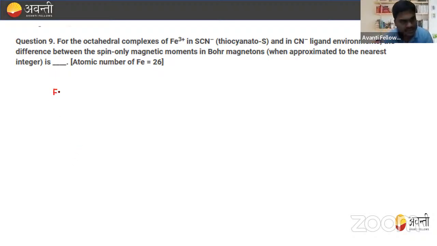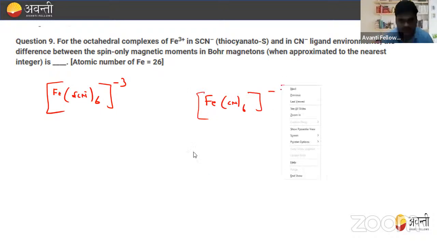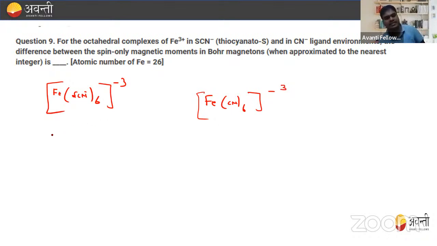We know that in the case of Fe with SCN negative, it is [Fe(SCN)6] and this will be 3-. Similarly in the case of cyanide, [Fe(CN)6], here also 3-. Good. So in both cases, Fe has an oxidation state of +3. But what is the difference in both of these? Because here the CN is a strong ligand.